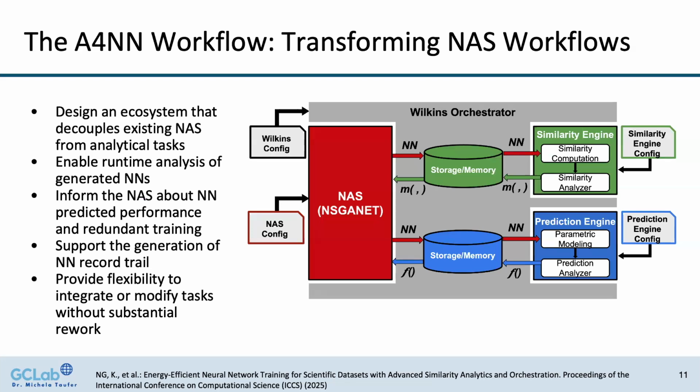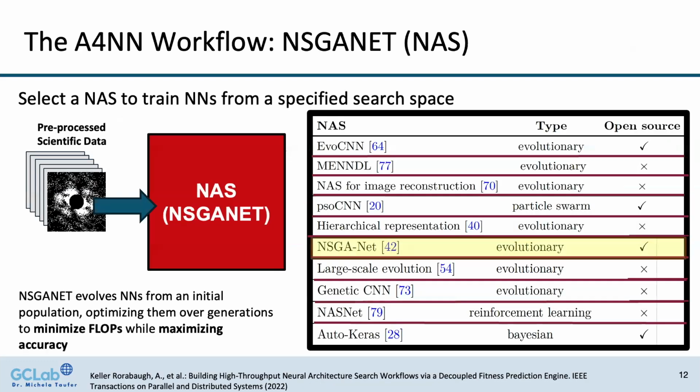With analytics for neural networks, we break down NAS algorithms into multiple components. These components include the training of the neural networks and then separate analytical engines that can make informed decisions about training, such as avoiding redundant computations or stopping training early. And now I will briefly describe each of these components.